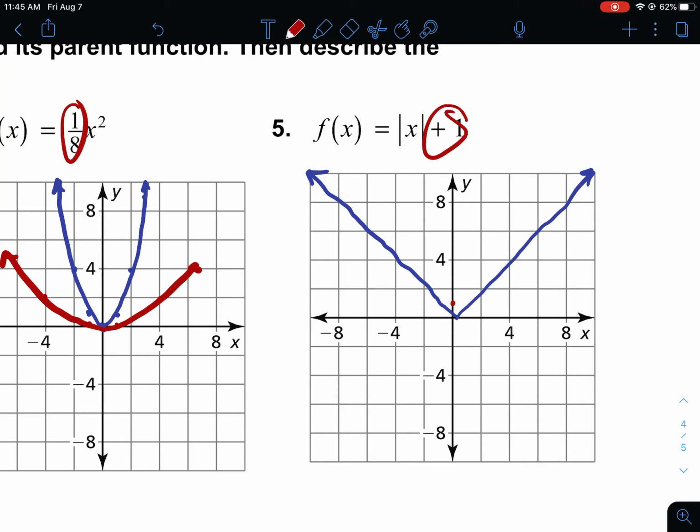So I know these go by 2, so it's a little weird. Here, I'm going to try to draw this one a little bit better. There you go. So that's just absolute value. It's just been shifted up 1.